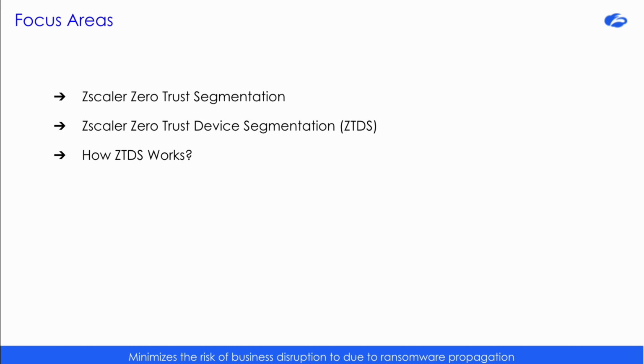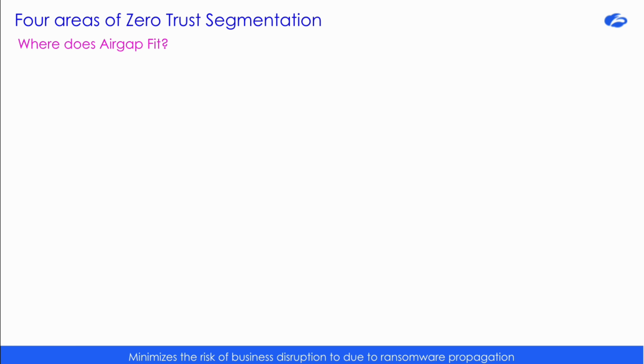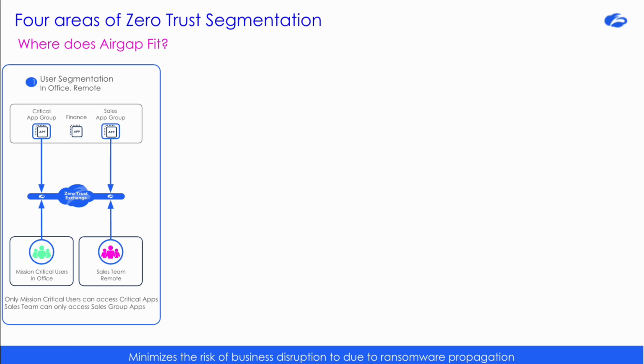What are the key components of Zero Trust device segmentation solution and how under the hood it works. So let's get started. You may already be familiar with Zscaler user segmentation, which ensures that only users can access authorized resources. For example, mission critical user can access critical applications while sales team can only reach sales specific applications. This prevents unauthorized access and enforces least privilege.